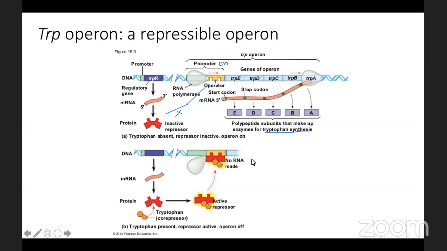So does that sort of make sense from a cell energetics point of view? In other words, cells are smart, right? They're not going to waste energy synthesizing a compound that they already have access to. And so we've got this nice little feedback system here.